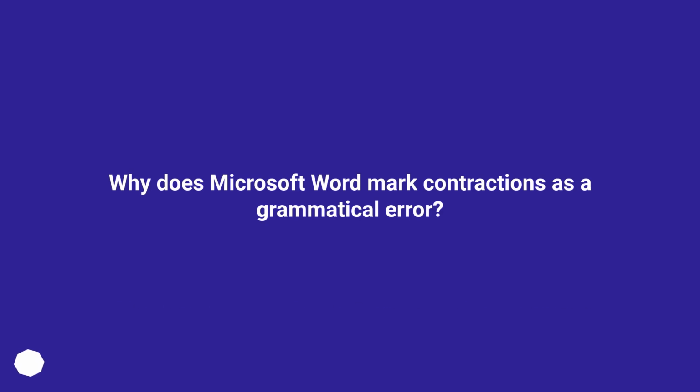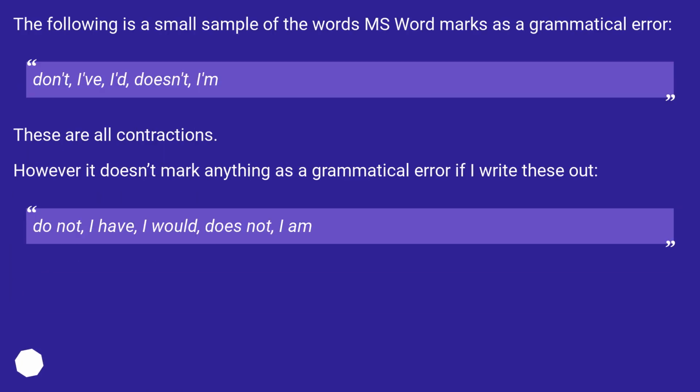Why does Microsoft Word mark contractions as a grammatical error? The following is a small sample of the words MS Word marks as a grammatical error. Don't, I'd, doesn't, I'm. These are all contractions. However, it doesn't mark anything as a grammatical error if I write these out. Do not, I have, I would, does not, I am.